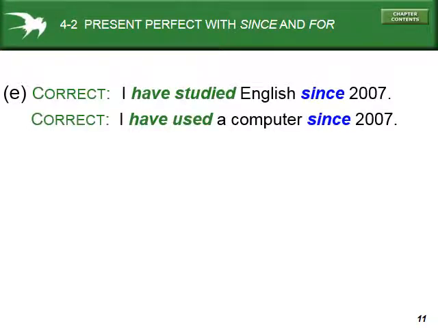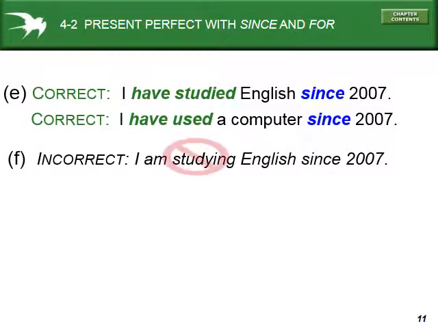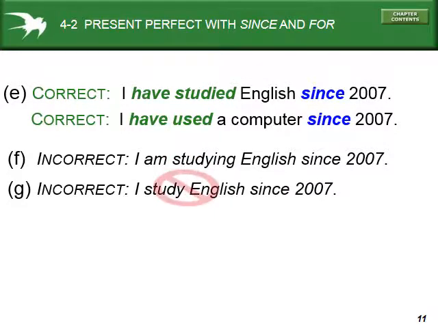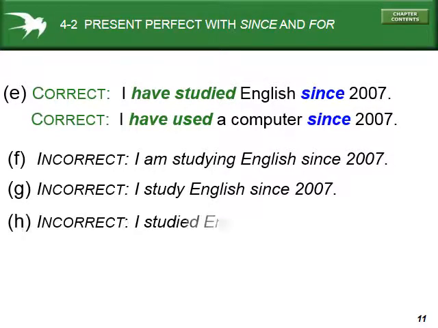So I say, I have studied English since 2007. That's fine. I've used a computer since 2007. But what is not okay is to use the progressive tense: I am studying English since 2007. It's also incorrect to use the simple present tense: I study English since 2007. Okay? So since is always used with this perfect tense.